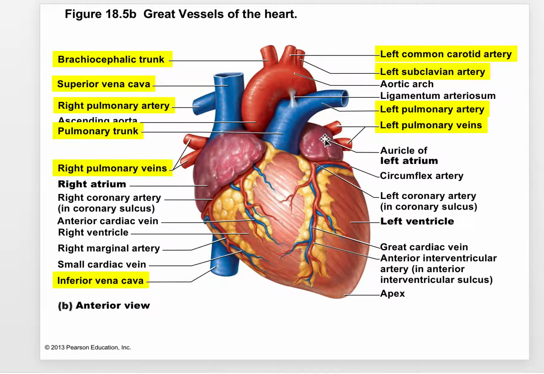Here's again showing the heart with the major vessels. You have the superior vena cava and inferior vena cava. The blood goes into the right atrium, and then into the right ventricle, where it's pumped out into the pulmonary trunk, which splits to the left and right pulmonary arteries.